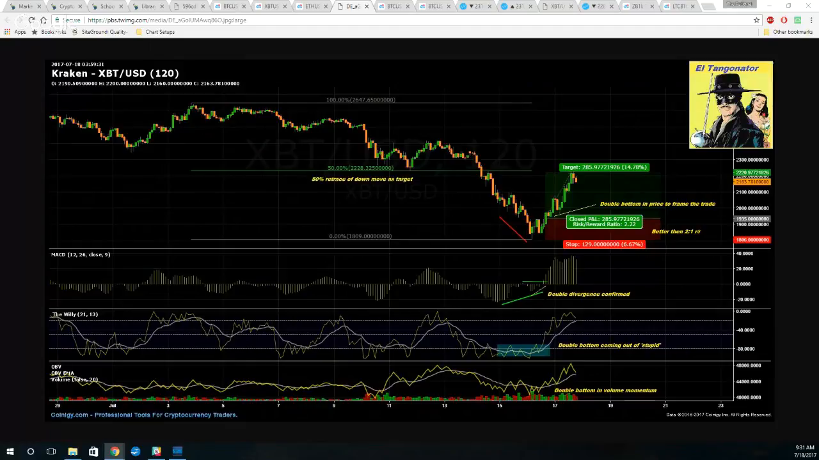I mean, that's basically, yeah, that's Sebastian's setup. El Tangonator. Isn't that cool? It's so perfect. I mean, it is everything that I teach.